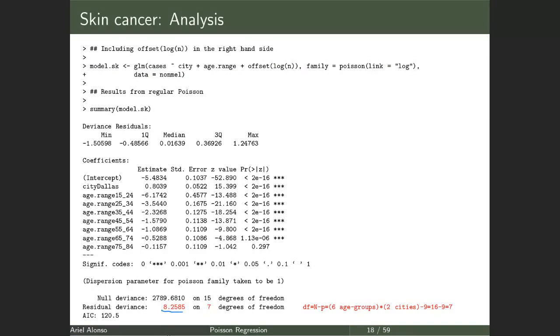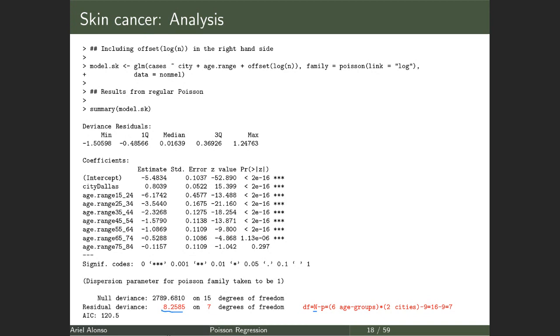And if you have repeated data, and you have repeated data here, because for each combination of city and age group you have several individuals, then this deviance should come from a chi-square distribution with degrees of freedom n minus p. What is n? n is the number of repeated observations you have at every level of the covariates. In this case, we have 6 age groups and we have 2 cities. So that is in total 2 times 6, 12. So we have here 2 cities and 6 age groups.